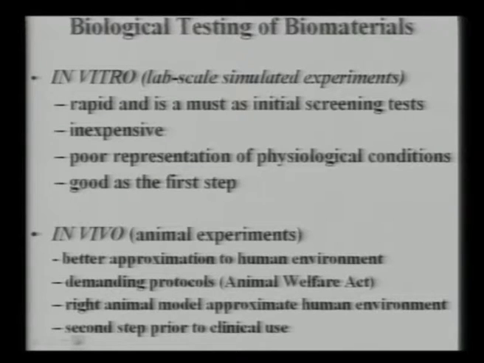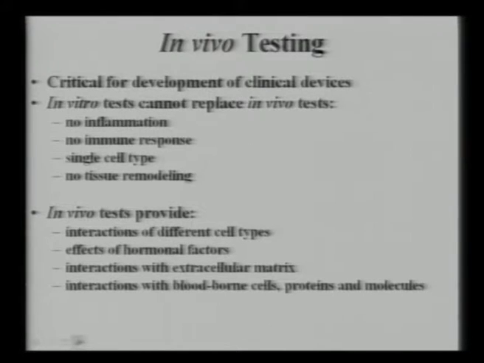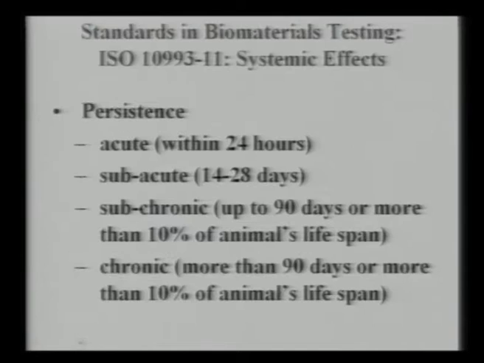So, you now know the meaning of in vitro and in vivo, why both sets of tests are important, and what the necessity of the in vivo test is. Now, there is certain terminology that you should know. What are known as systemic effects?